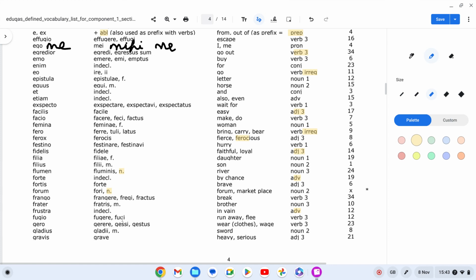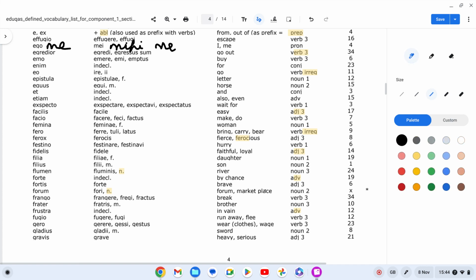Next, fugio, fugere, fugi. We talked about this a bit at the top. So fugio means run away or flee. English words such as fugitive, refuge, etc. are related to this.